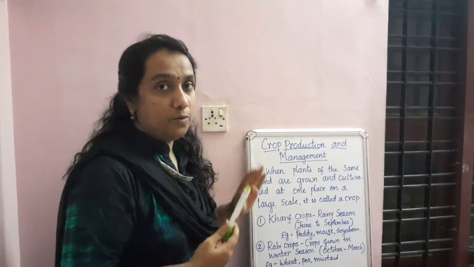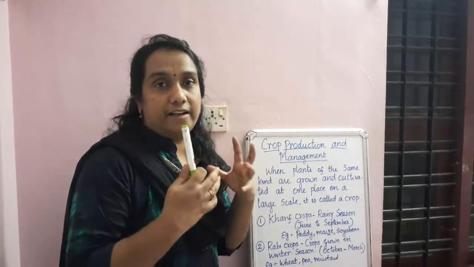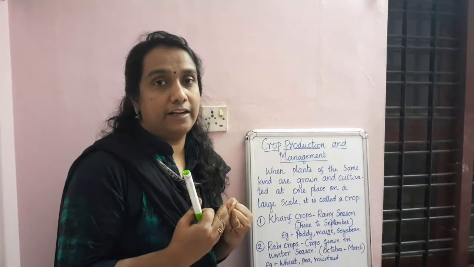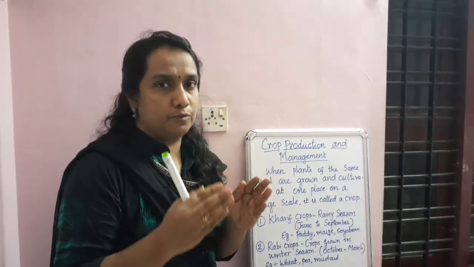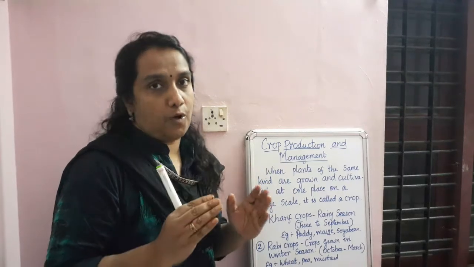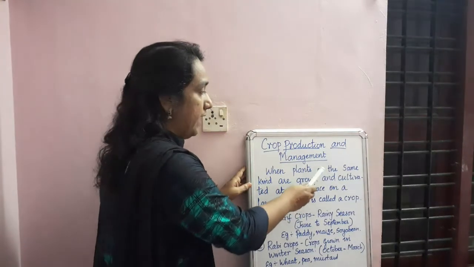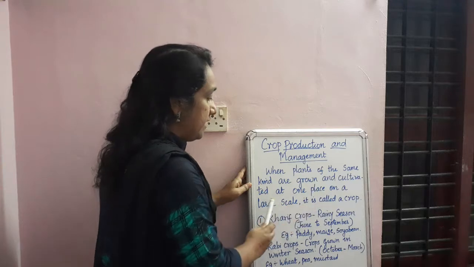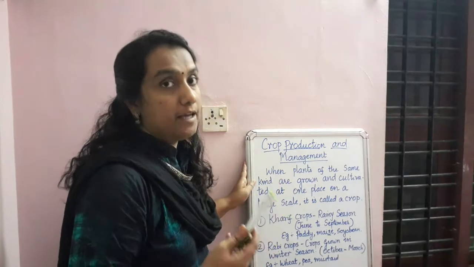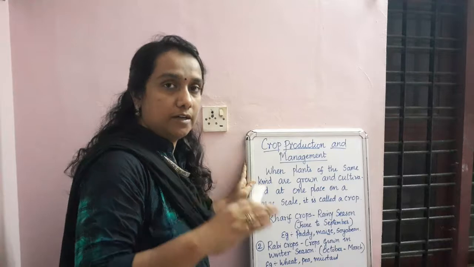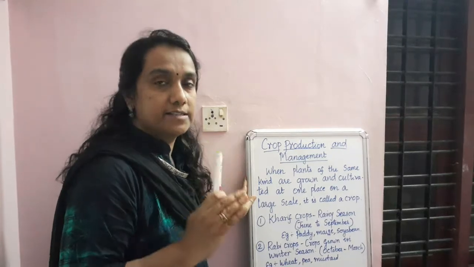So first of all, we will see what crops are. Just imagine what crops are. Maybe you have seen an agriculture field, right? A paddy field, a wheat field, and different types of vegetable fields. So plants of the same type, either vegetables, fruits or anything, together we call a crop. The definition of a crop is that when plants of the same kind are grown and cultivated at one place on a large scale, it is known as a crop. Maybe wheat, maybe paddy, maybe any cereals or anything grown together in one place on a large scale is known as a crop.